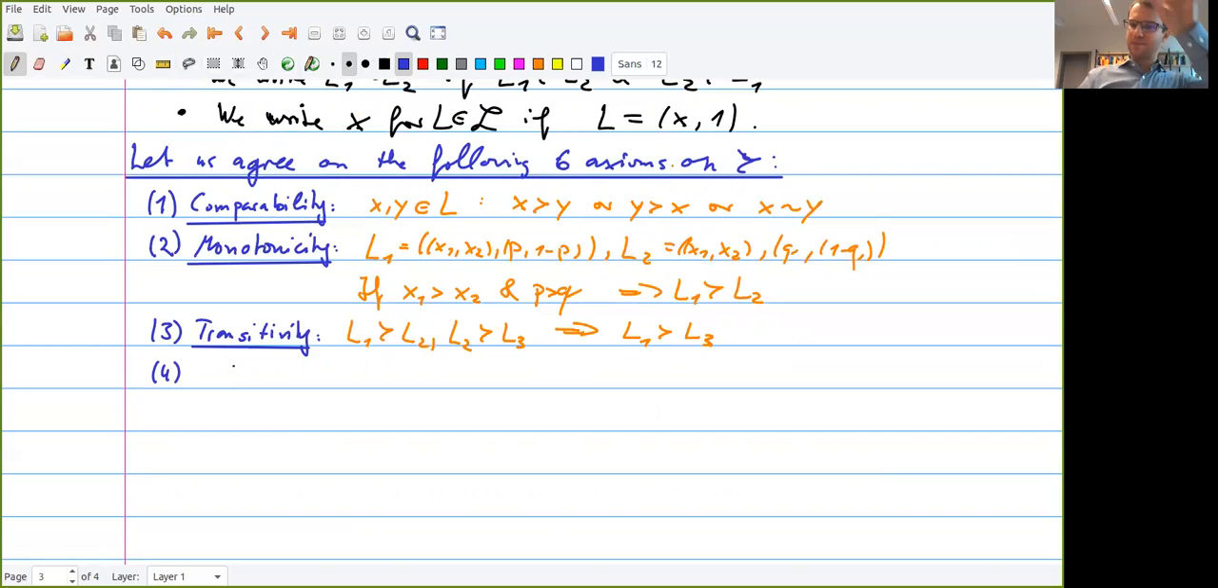Okay, now it gets mathematical. So these three are the simple ones, which probably all will say, yeah, that's fine. And now it gets a bit more mathematical. Right, so what I want is a certain continuity between preferences.